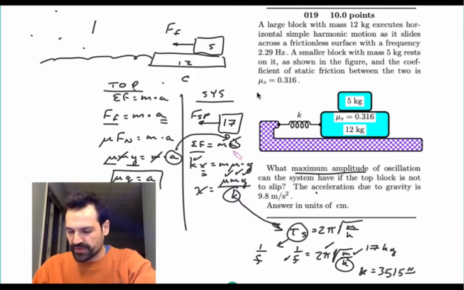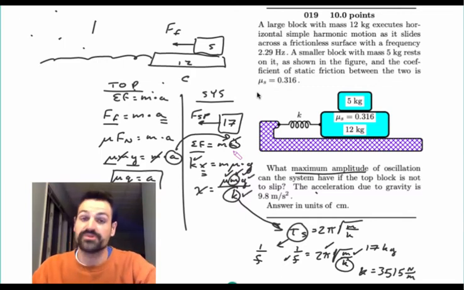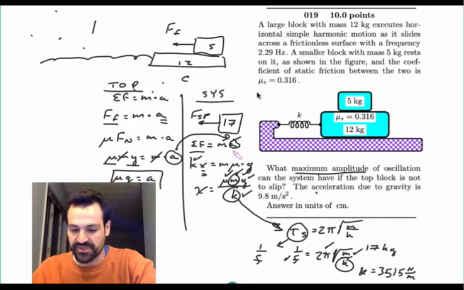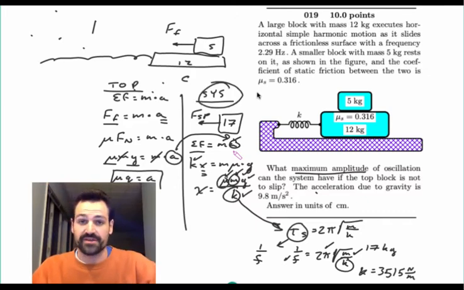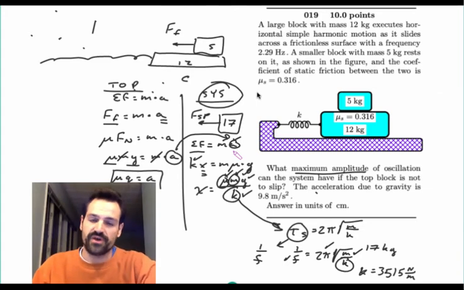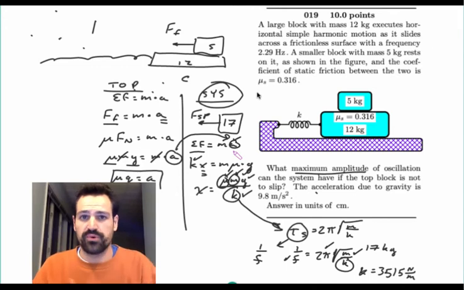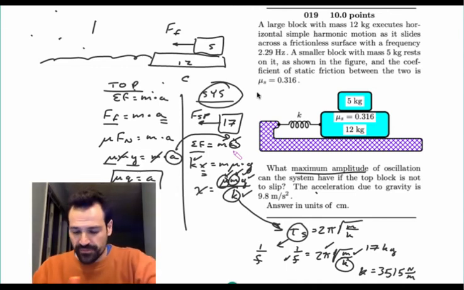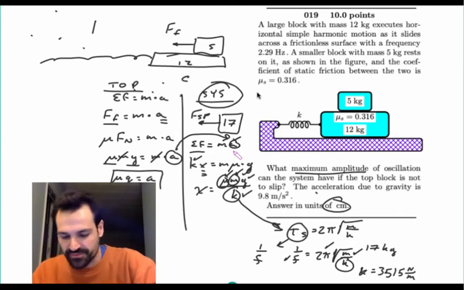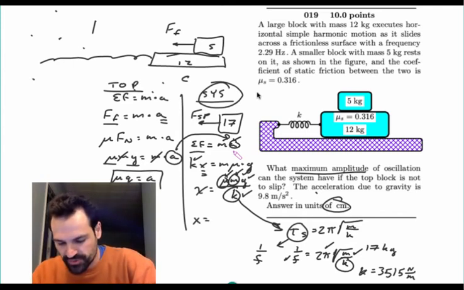And once you have that value, then you can plug it into here. We have k, we have g, we have mass, which is, again, the full 17 kilograms because this is for the system. And we know the coefficient of static friction. So you can use that to find the maximum displacement of 0.015 meters. But keep in mind, this question specifically asks for units in centimeters. So in that case, it would be 1.53 centimeters.